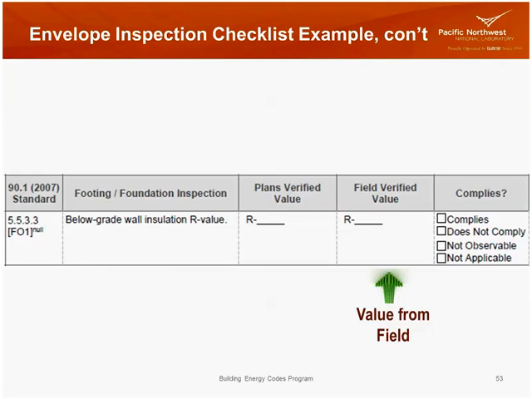The value from the field, this is the inspector that's out in the field, and hopefully he's putting in that same R value that would be over in the plans verified column. And then the compliance, again, this is more or less for the inspector. They're going to go through their checklist and determine whether it complies, doesn't comply, or maybe it needs a reinspection, whatever it might be.